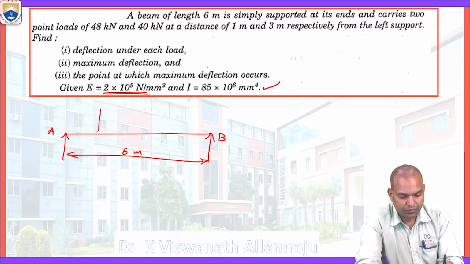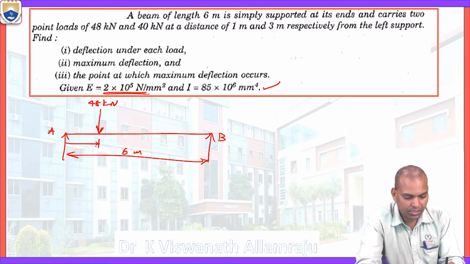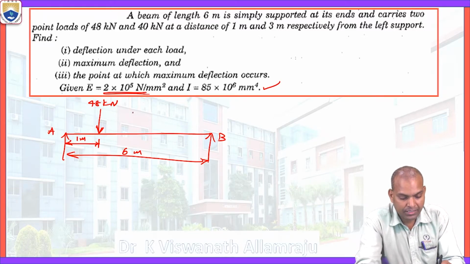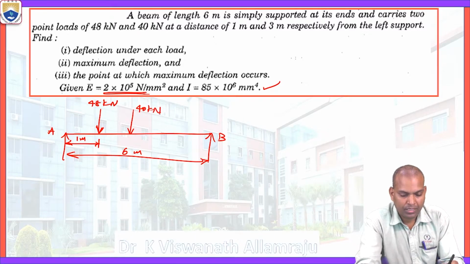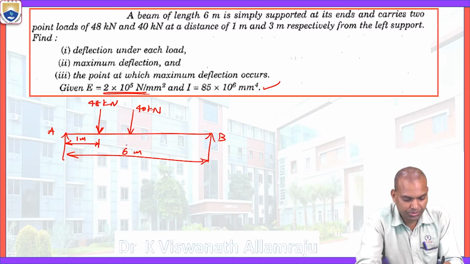Point load 48 kilonewtons at a distance of 1 meter, and another load is acting, 40 kilonewtons at a distance of 3 meters.